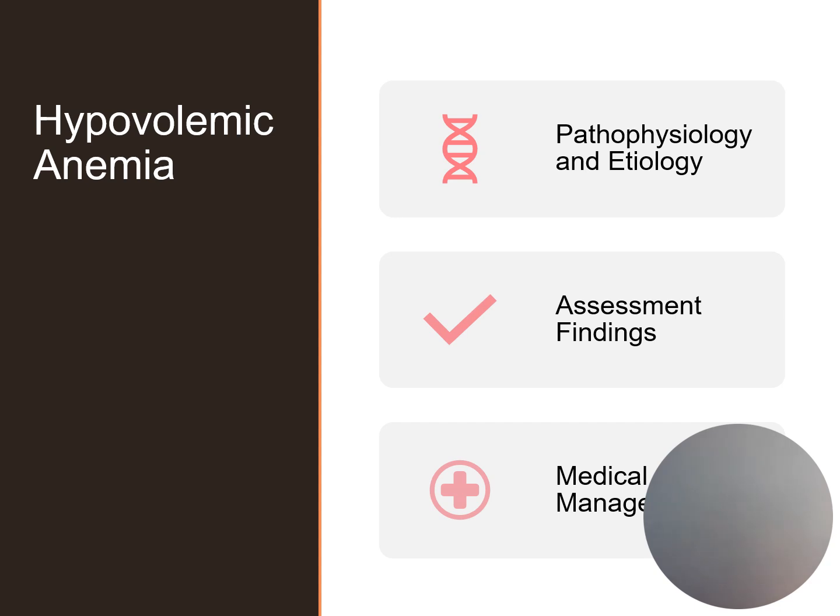With hypovolemic anemia, this is caused by a sudden loss of a large volume of blood or a chronic loss of small amounts of blood. These clients will experience extreme pallor, tachycardia, hypotension, reduced urine output, an altered level of consciousness, fatigue, chills, and a rapid respiratory rate.